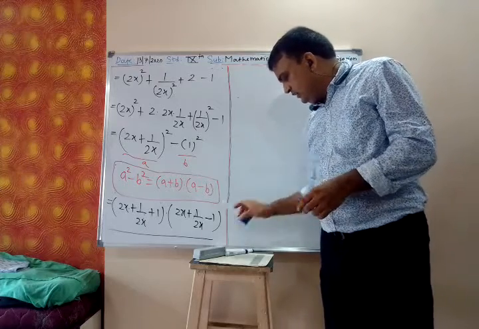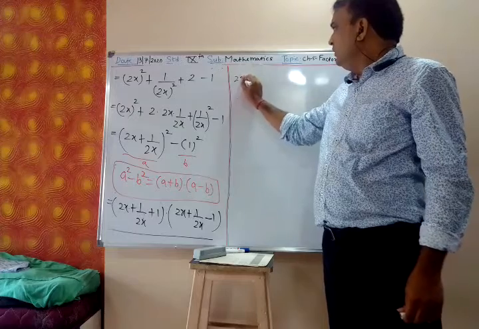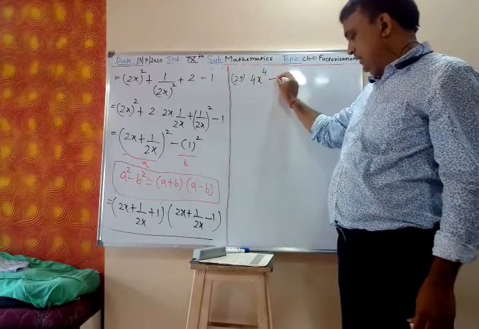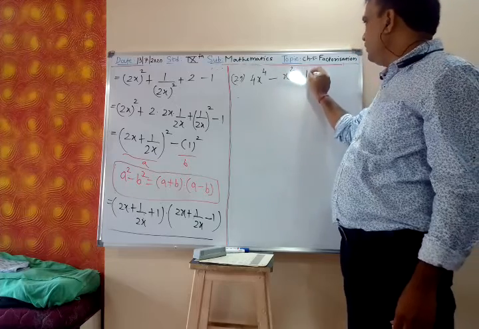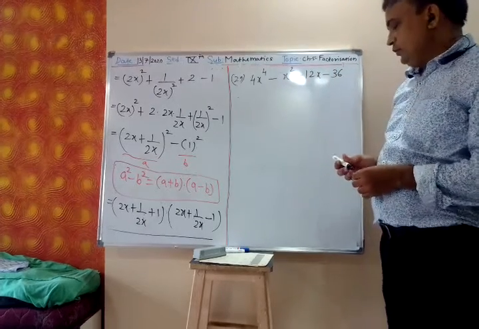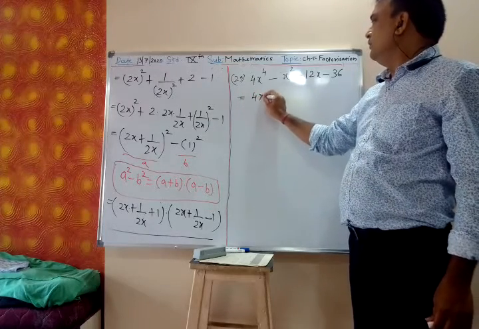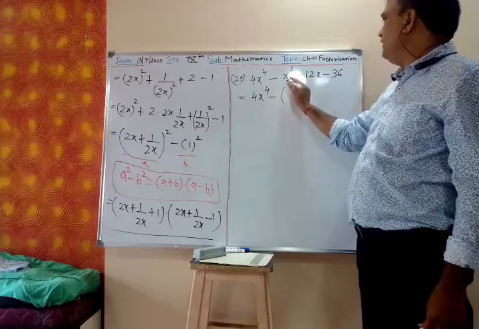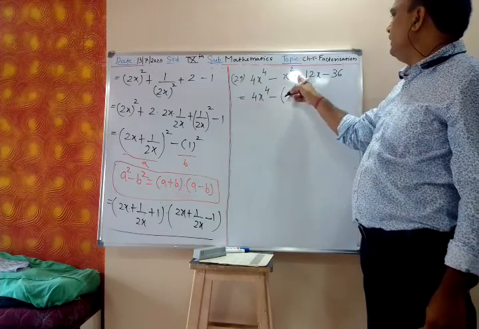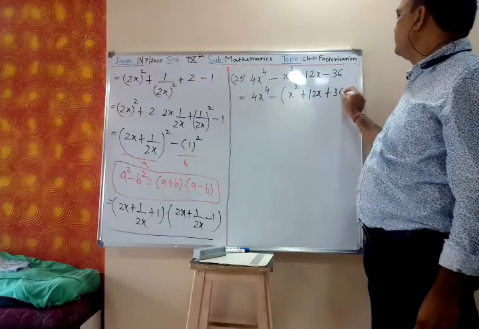Now 29 and 30. 4x raised to 4 minus x square minus 12x minus 36. 4x raised to 4 minus, now these 3 terms I will take together, x square. When I will take minus common, then minus becomes plus 12x and minus becomes plus 36.